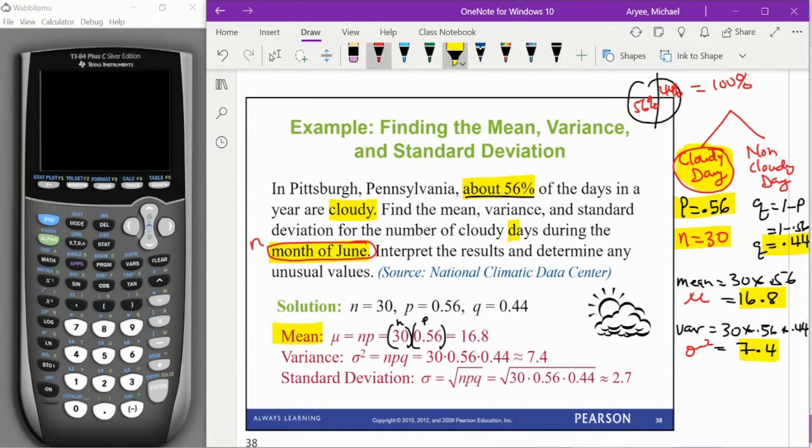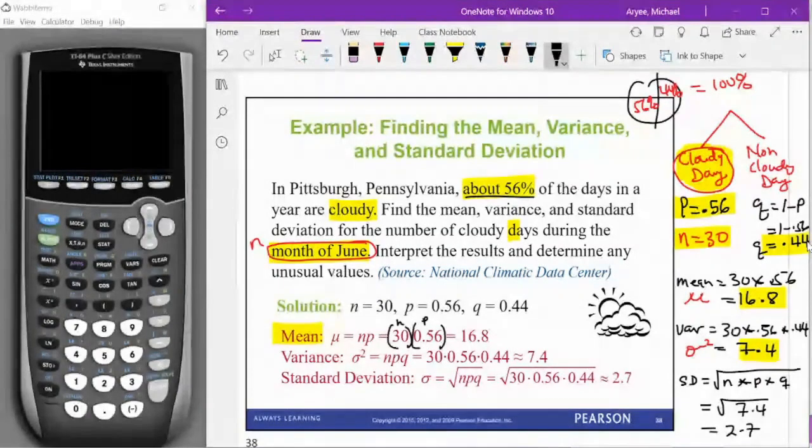Then it says we should get the standard deviation. Now, standard deviation, it's the square root of what? The n times the p times the q. Now, note that we've already found the variance, so we could just take the square root of the variance and we should still be okay. So here, for example, we can just say square root of 7.4, and that will give you 2.7. So sigma, which is the standard deviation, equals 2.7, sorry.